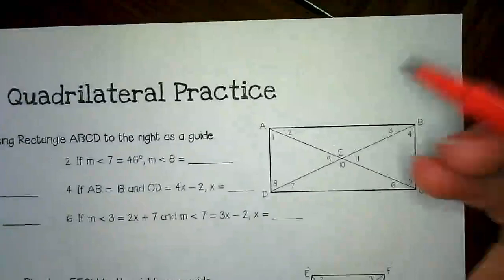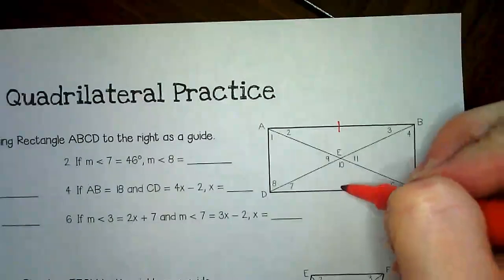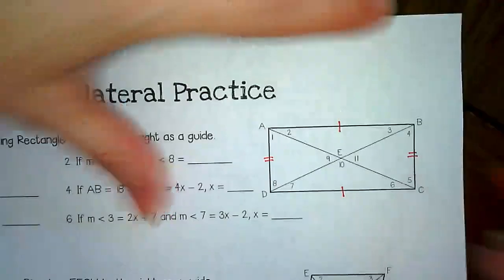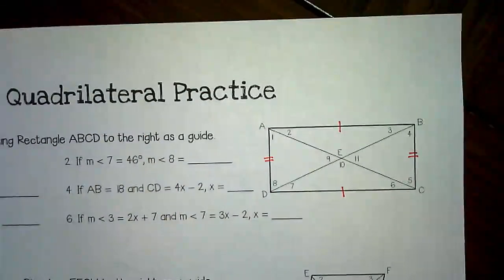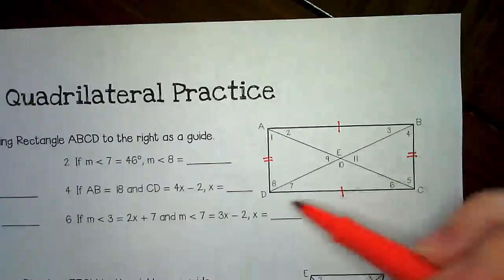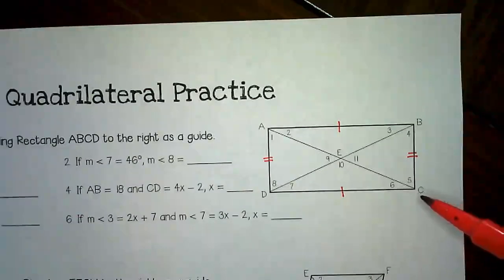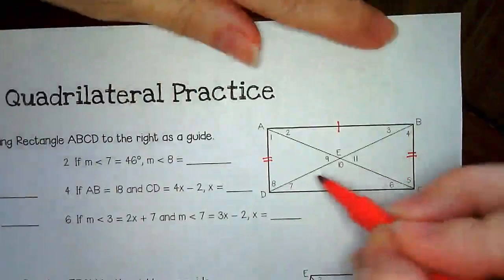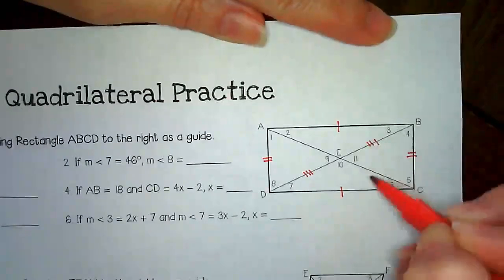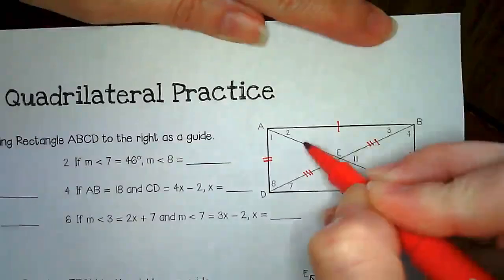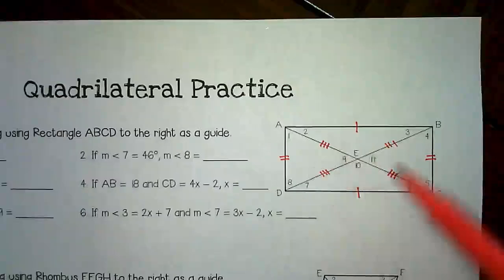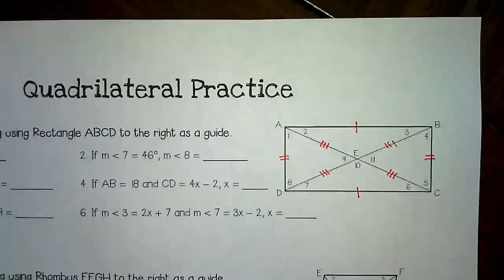We know that the opposite sides are congruent and parallel. We know that right angles are in all 4 corners of a rectangle. We know that the diagonals are equal length and bisect each other, which means that this piece right here is the same as that one, which is the same as that one, and the same as that one. And then we know that we have some congruent triangles going on.